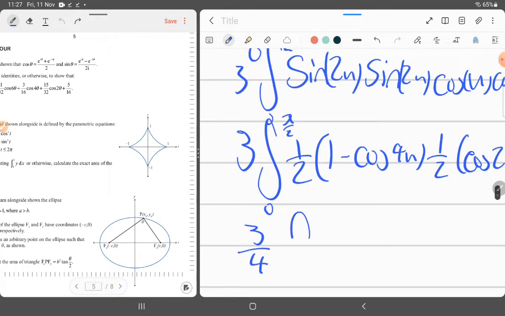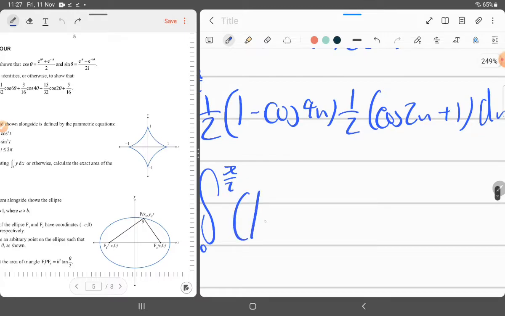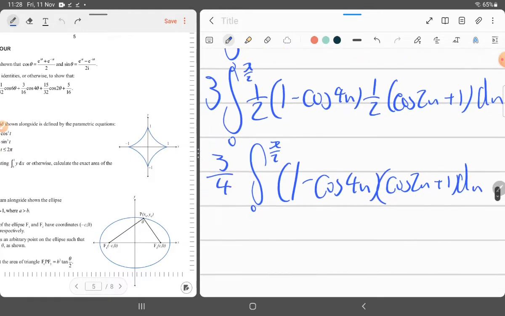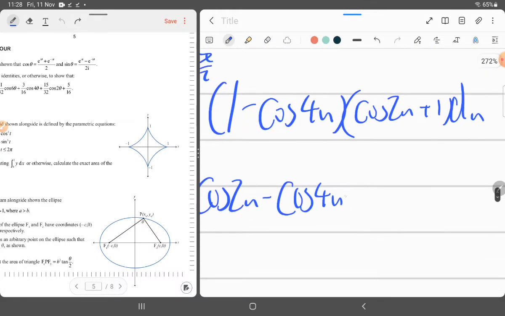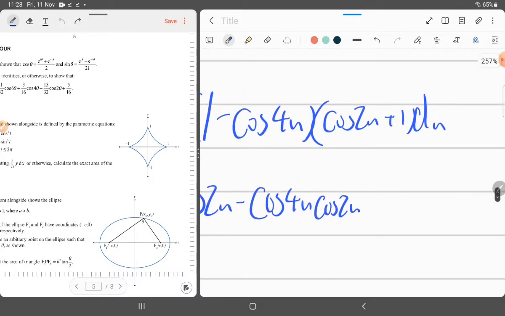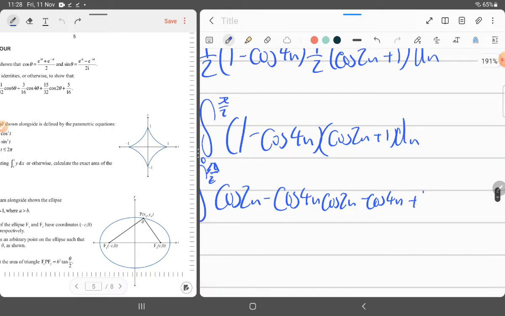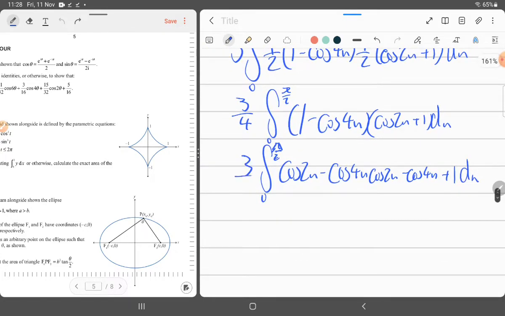3 over 4 integral from pi over 2 to 0 of minus cosine 4u, cosine 2u plus 1 du. Go from pi over 2 to 0. Cosine 2u minus cosine 4u, cosine 2u minus cosine 4u plus 1 du, 3 over 4.